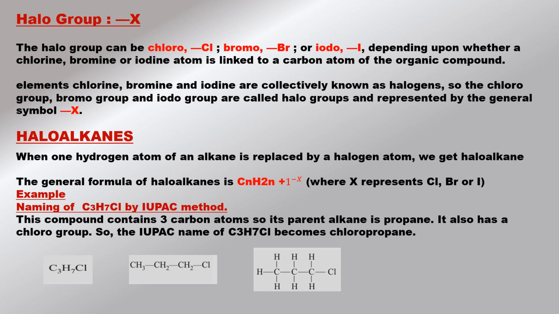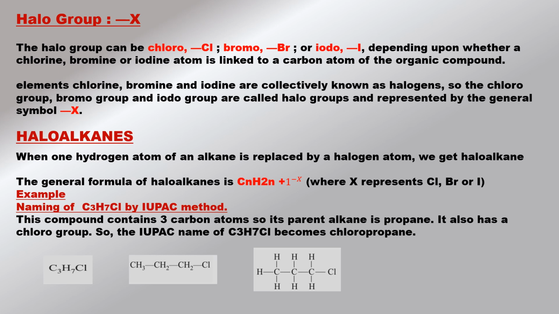Please note that the elements chlorine, bromine, and iodine are collectively known as halogens, so the chloro group, bromo group, and iodo group are called halo groups and represented by the general symbol X. So, we can say that the halo group is present in chloromethane, bromomethane, and iodomethane. Please note that halo group is also known as halogeno group. In fact, halo group is the short form of halogeno group.